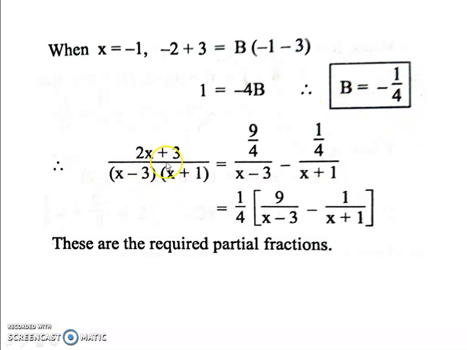We have to put it in 2x plus 3 upon (x minus 3)(x plus 1). So capital A is 9 upon 4 into x minus 3, and capital B is minus 1 upon 4 into x plus 1. So we take the 1 upon 4 outside. So we derive 1 upon 4 times 9 upon x minus 3 minus 1 upon x plus 1. These are the partial fraction derived answers.